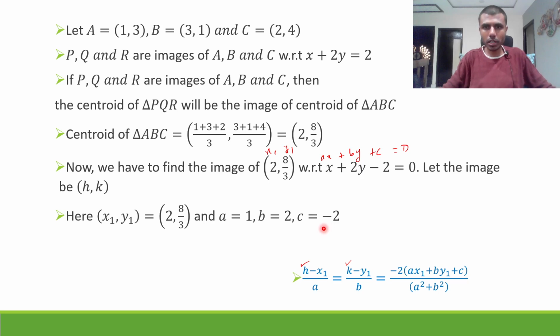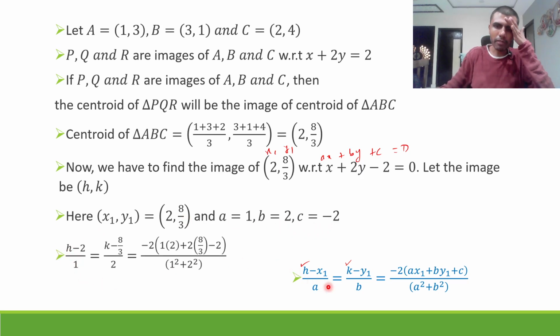I already explained to you what it is. Now (h minus 2) by 1 is equal to (k minus 8/3) by 2 is equal to minus 2 times (ax1 plus by1 plus c), which means in this line put this point. Minus 2 into (1 into 2 plus 2 into 8/3 minus 2) divided by (1 square plus 2 square).